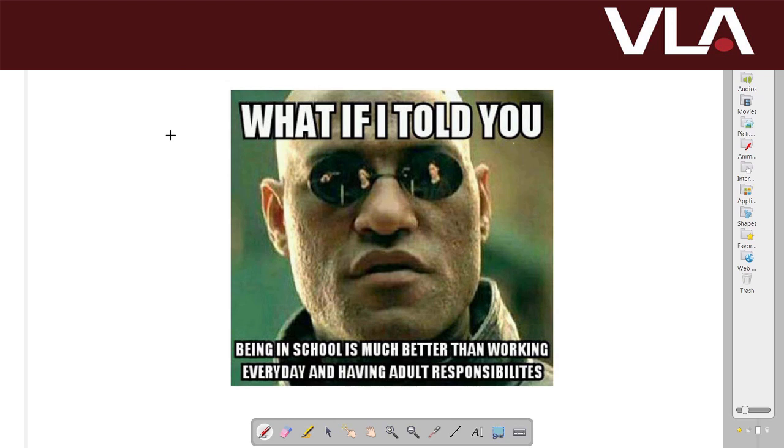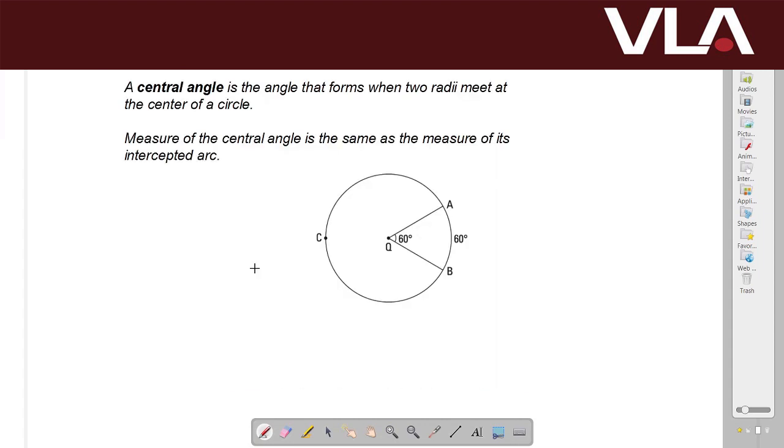Hope everybody's doing well. With that said, let's go ahead and get started with today's lesson on central angles. Let's first talk about what the definition of a central angle is. This section pertains to one of your geometry classes. I think the title is central angle.